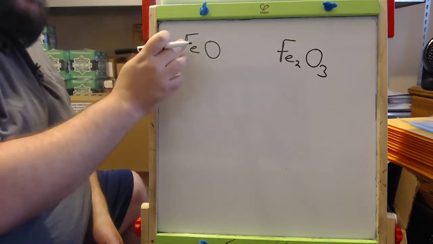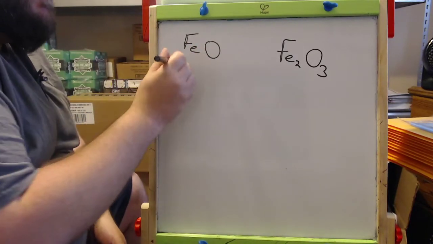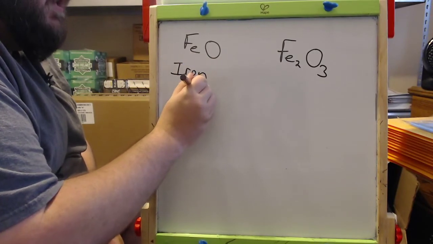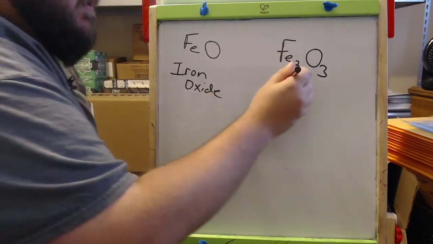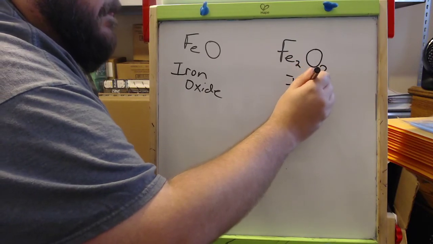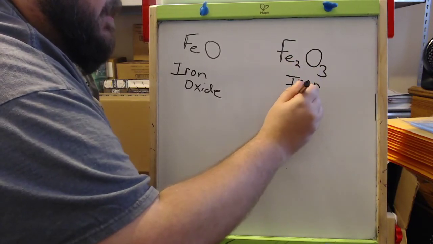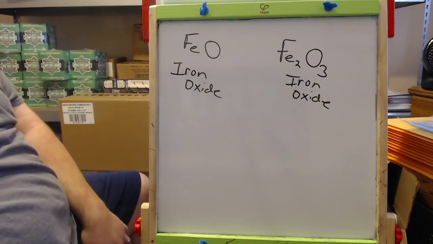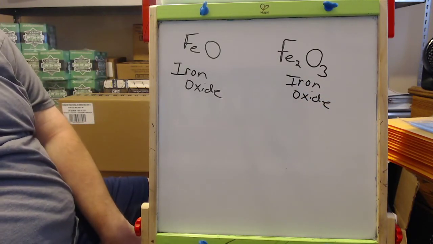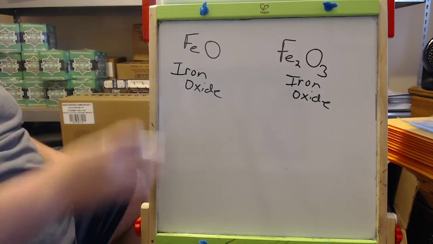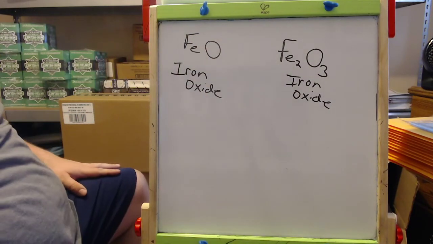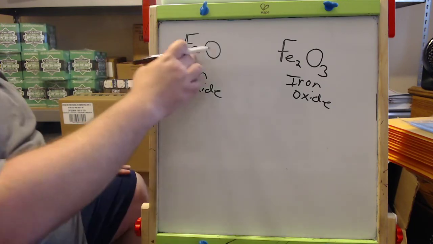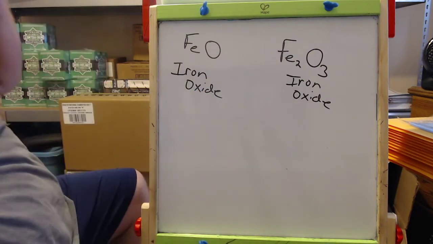If I were to name these, I take the name of the metal and then oxide. So this would be iron oxide. This is also iron oxide. The thing is, they're two different compounds. This is FeO and this is Fe2O3.